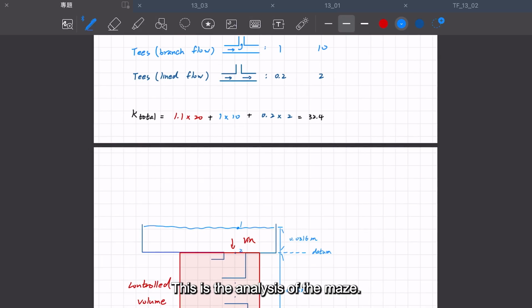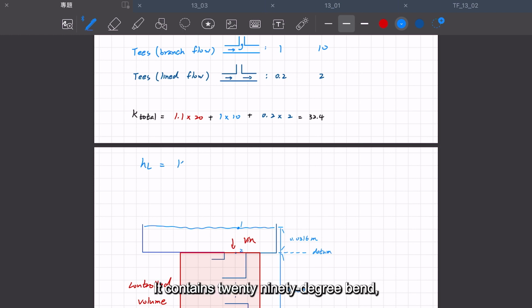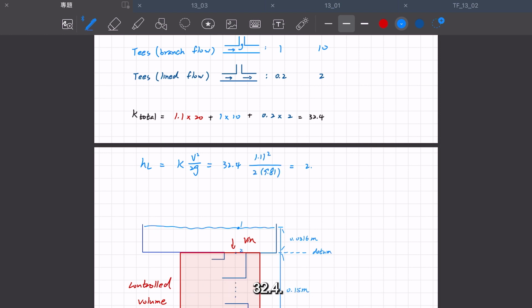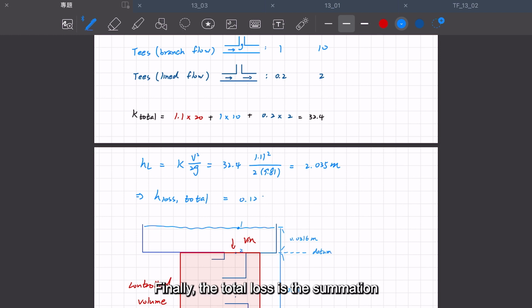This is the analysis of the maze. It contains 20 90-degree bends, 10 branch flows, and 2 line flows. So the total loss coefficient is 32.4. We then have the minor loss, which is 2.035 meters. Finally, the total loss is the summation of the major and minor loss, which equals 2.164 meters.